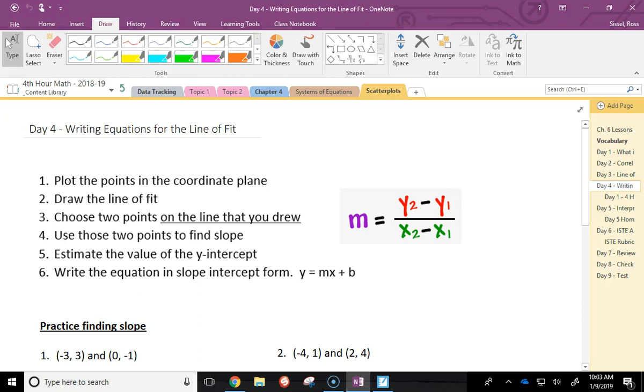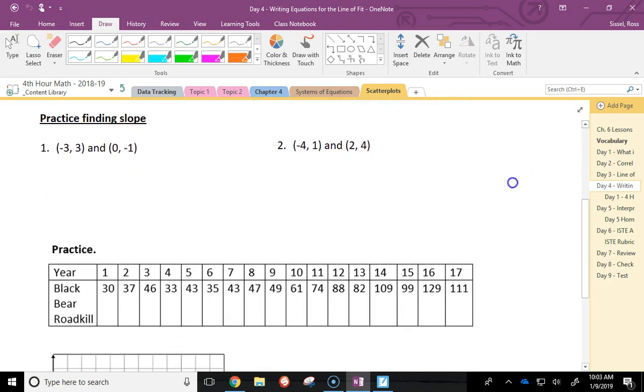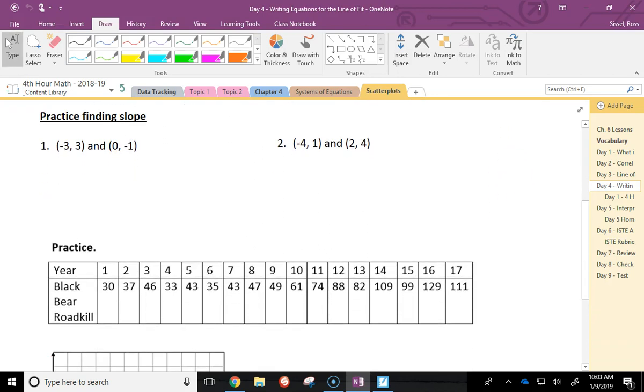This is the equation for finding slope. So we're going to do a quick review on how we find slope. You have a little bit of space right here on that yellow part, right underneath. We're going to find the slope, so go ahead and write these coordinates in. I'm going to do number 1 with you, and then I'm going to throw a sucker out for number 2.